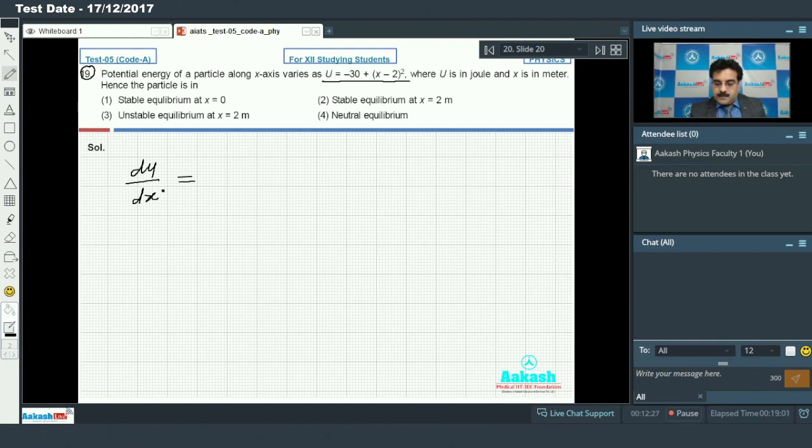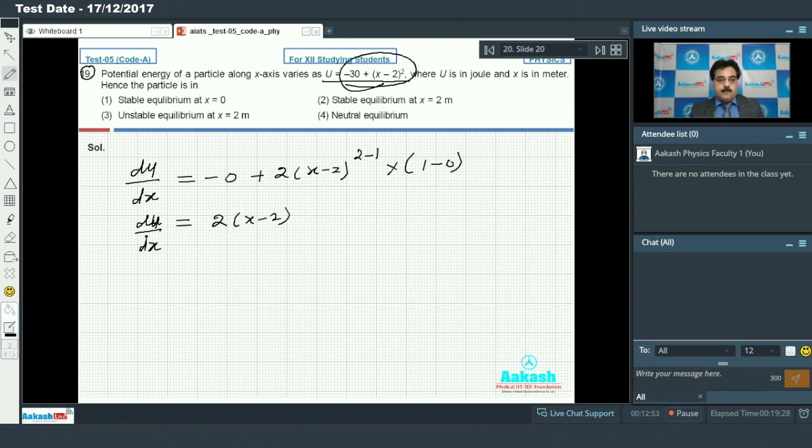So when I differentiate this equation, we will get minus 0 plus 2x minus 2, because 2 is a constant. So this is the differentiation of the given expression, 2x minus 2. And we know that if U is minimum or maximum, we can take du over dx equal to 0. So when I take 0, we'll get the value of x equal to 2.